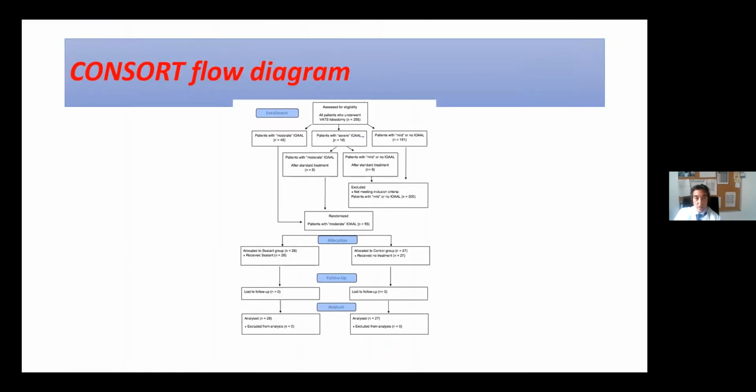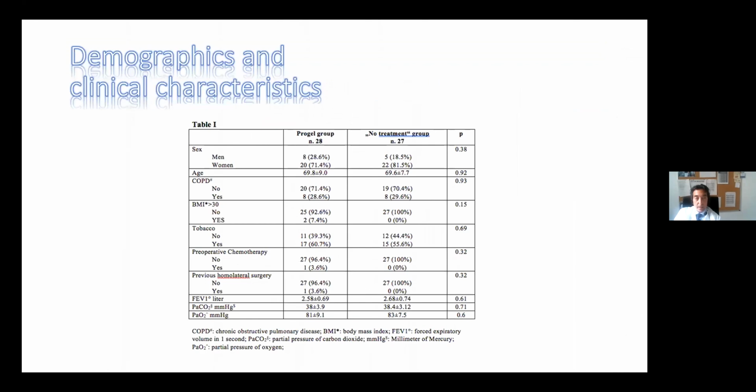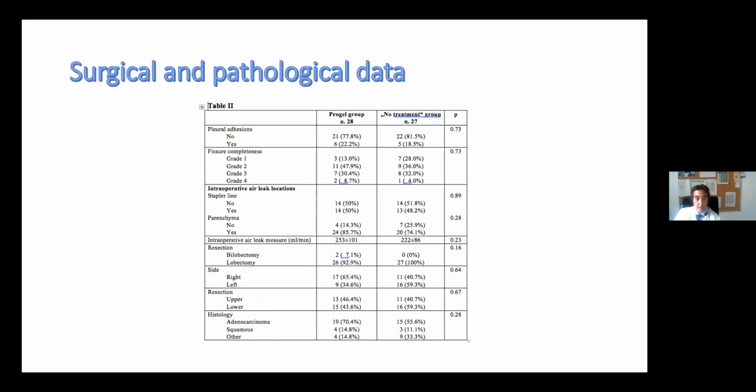The CONSORT flow diagram. And we can see the demographics and clinical characteristics. We had no significant difference between the two groups. At the end, we had 28 patients for the Progel group and 27 for the no treatment group. And this is the surgical and pathological data.